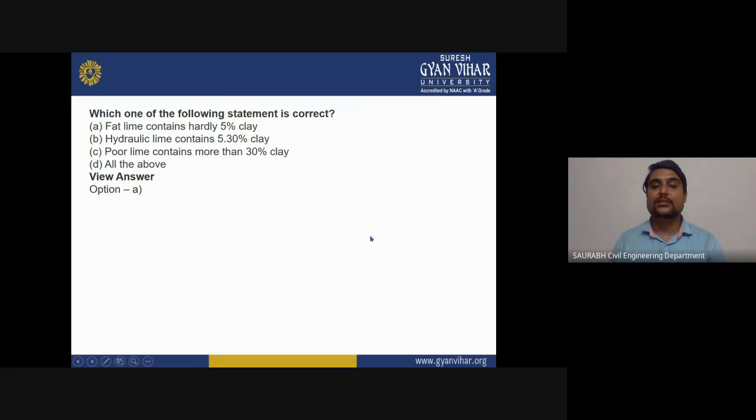Come on to the next question. Which of the following statements is correct? Fat lime contains hardly 5% of clay. Hydraulic lime contains 5 to 30% of clay. Poor lime contains more than 30% of clay. And there is one more option, which is all of the above. Here the right answer will be fat lime contains hardly 5% of clay.